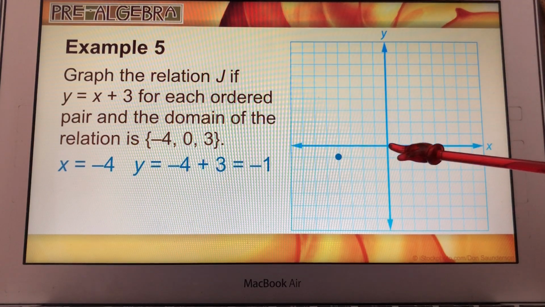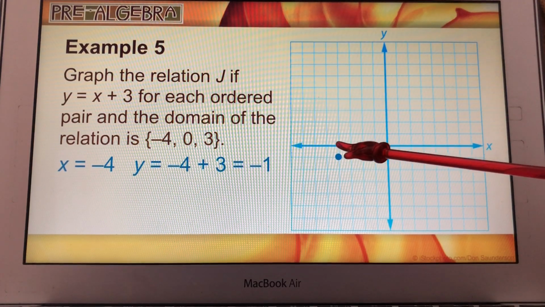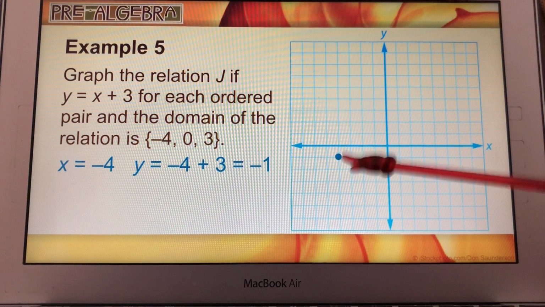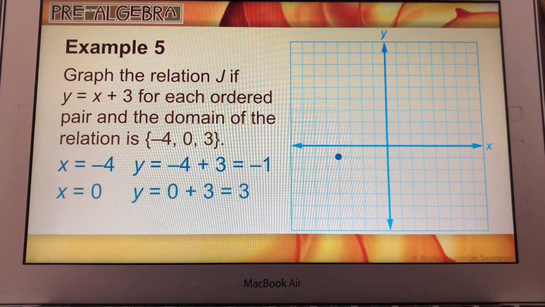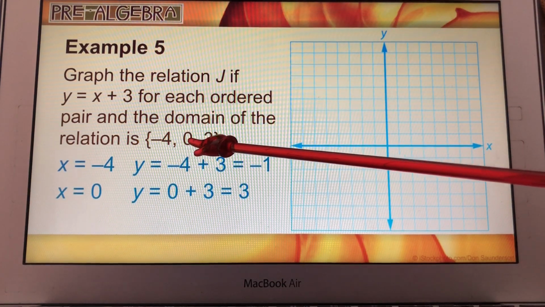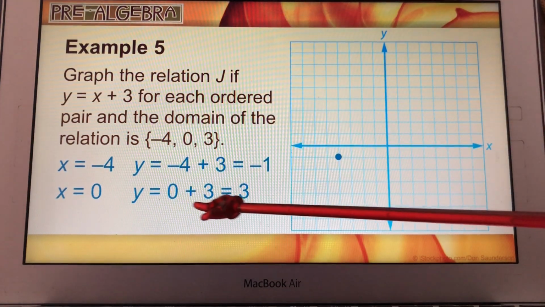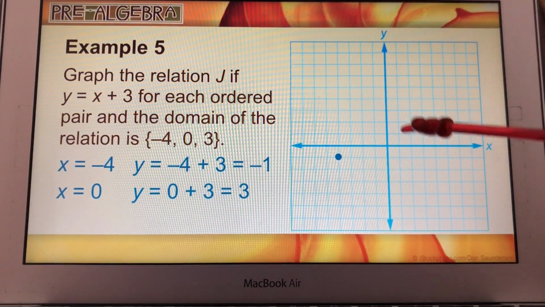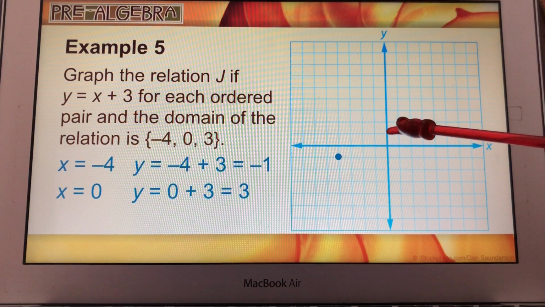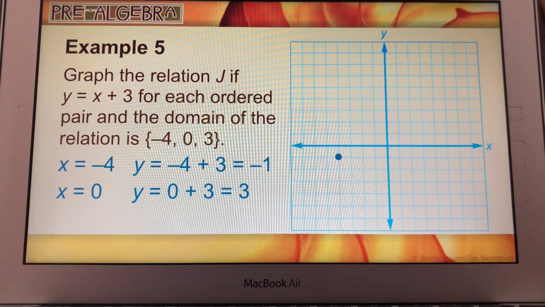And that's going to be -1, 2, 3, 4, -1. There's your point right there. If x is 0, then y equals 3. So we start at 0 and then go up 3: 1, 2, 3. And there's our point for that.